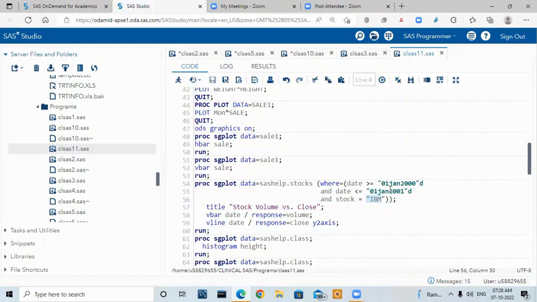So here the date is in between 1st January 2001 and 1st January 2002. So 1 year of stocks, sorry, not sales, 1 year of stock values between 1st January 2001 and 1st January 2002. And which company are we taking here? Only IBM.